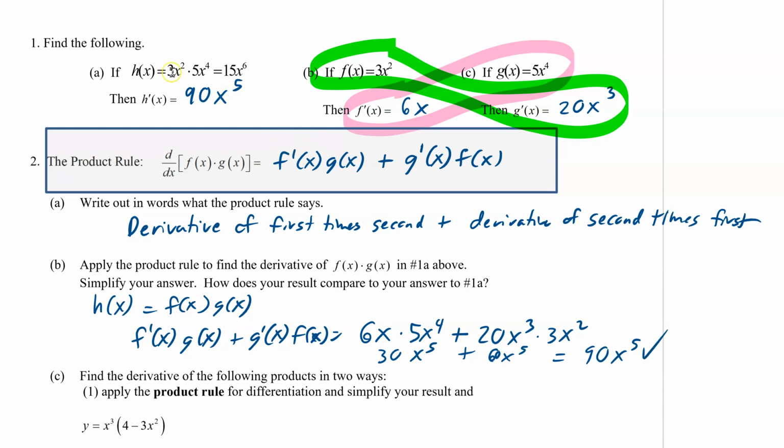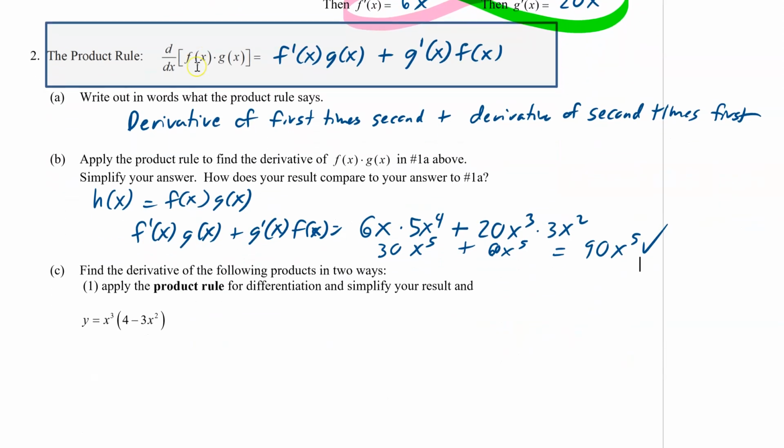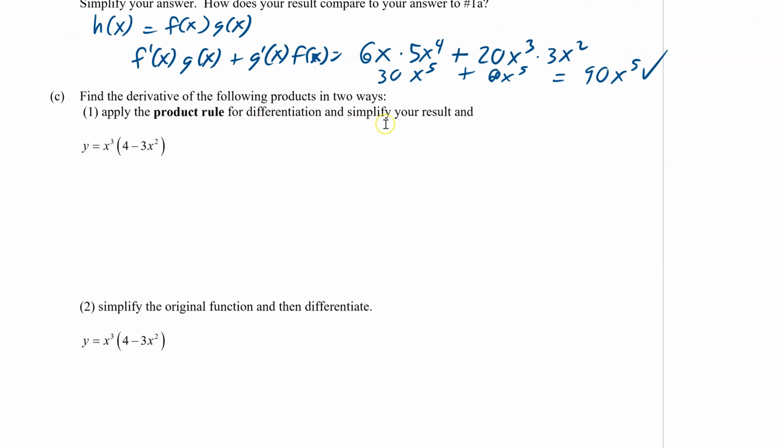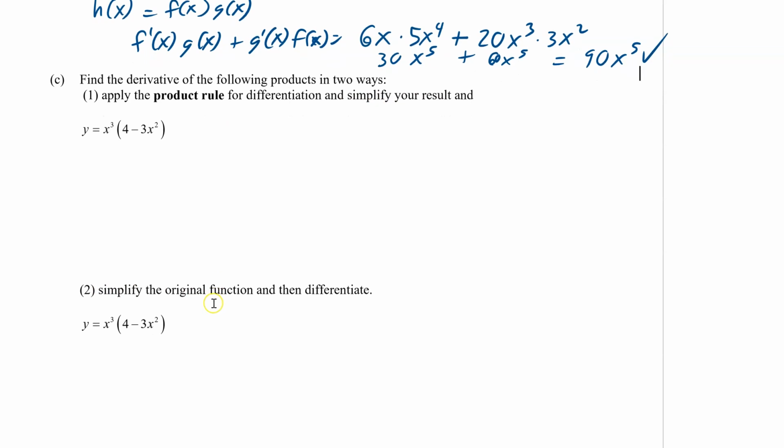So product rule is another way of working these, and sometimes we're going to have problems where you have to use product rule. Simplifying won't work. But if you can simplify first, go for it. So we're going to do it both ways here. First, we're going to apply the product rule, and then simplify. And then here, we're going to simplify first, and then differentiate. So we're going to call our f here x cubed. That's the first one. And our g, we're going to call it 4 minus 3x squared.